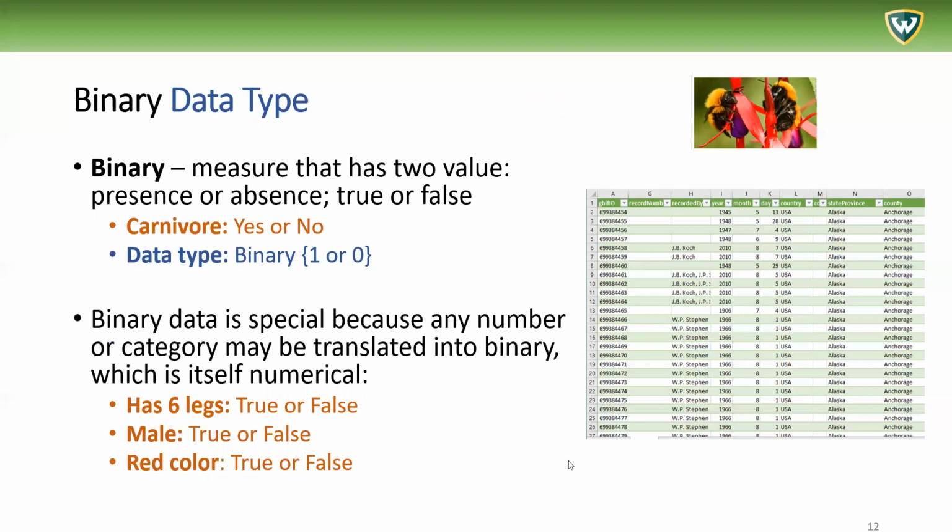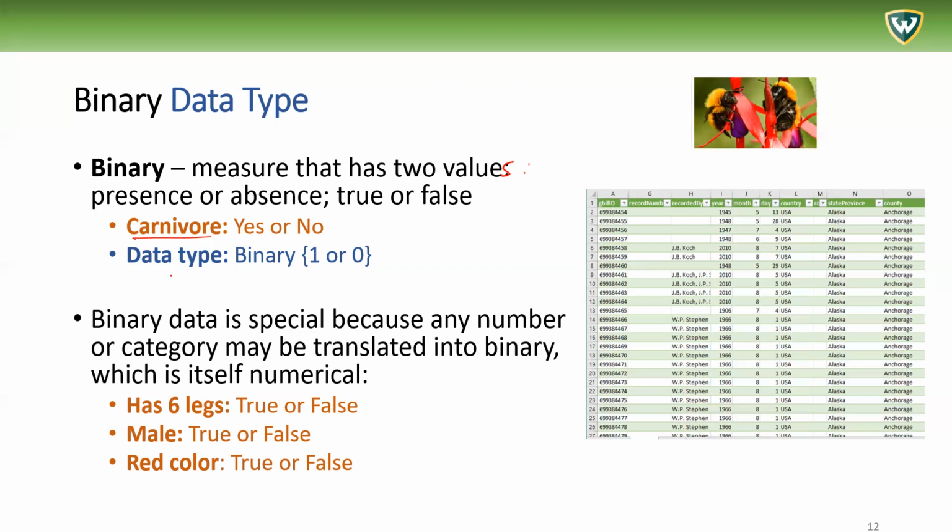Now, another kind of data type that we need to talk about, or a variable measurement as well, is the binary. And a binary measure is a measure that has two values. So presence or absence, true or false. So for example, a variable, let's say called carnivore, may have the values yes or no. You can think of it as a value of another categorical variable, such as a type of eating or eating behavior. But then we can translate the categorical variable itself into a binary, carnivore, yes or no.